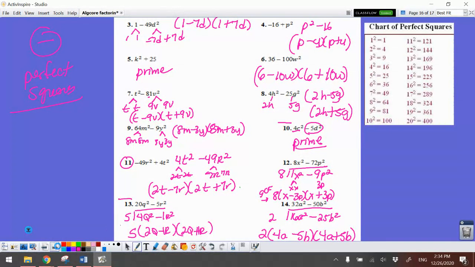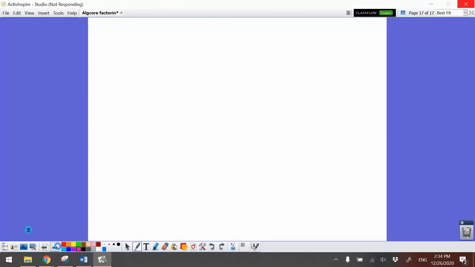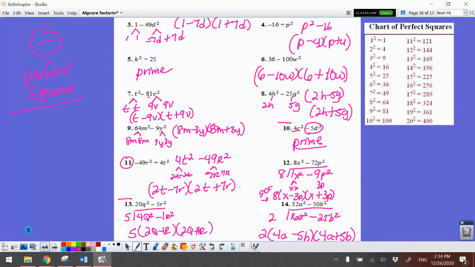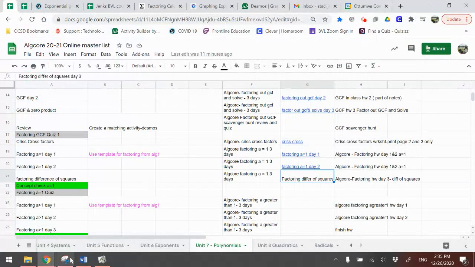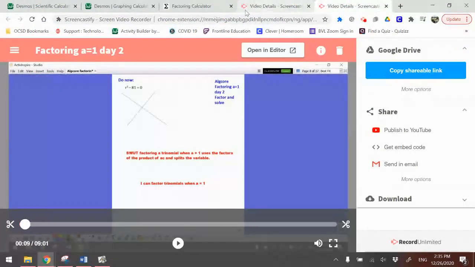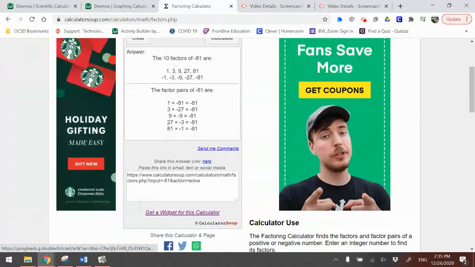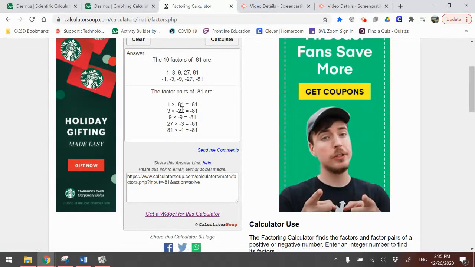Okay, so let's see what you can do with perfect squares today. Remember that this perfect square chart is going to be really helpful. If you didn't write them down, you might want to, or just take a picture of it, have it open, because you're looking for the same numbers. If you're going to use the factoring calculator, then what you're going to want to look for is when the numbers are the same. So for example, if I put in the 81, I see that here it's -9 and +9. So you want to find those two numbers that are the same. That tells you that it's a perfect square.